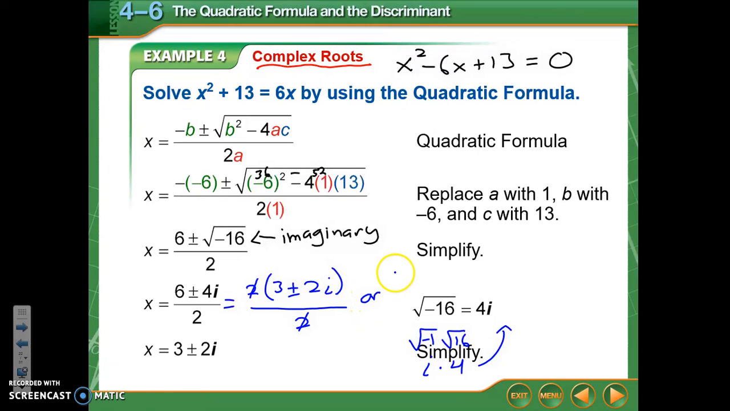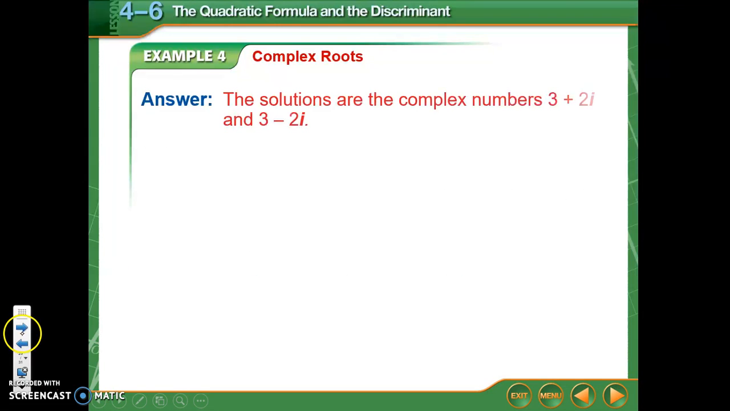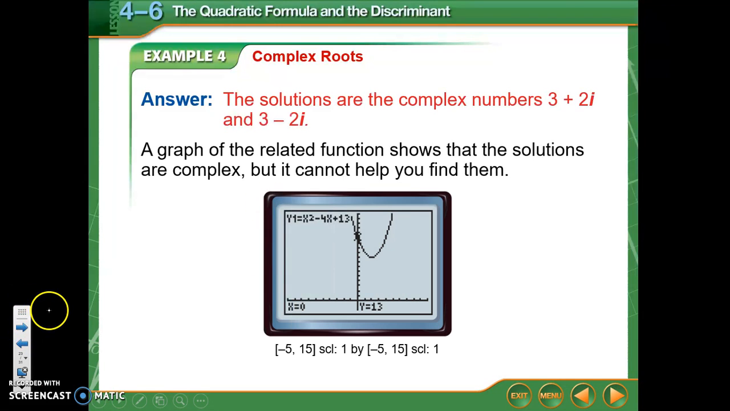Another way you can think about that is that I can write this as 6 over 2 plus or minus 4i over 2. And then when I simplify that, 6 over 2 is 3, 4i divided by 2 is 2i, so I have 3 plus or minus 2i. So those are complex solutions, and if I were to graph, it shows me that my parabola never touches the x-axis.